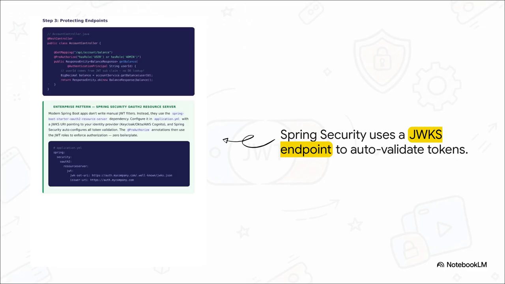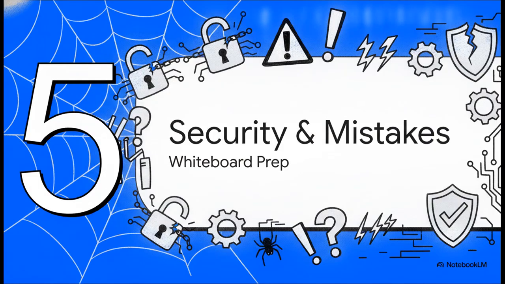You just drop a pre-authorized annotation on your controller, check for the admin role, and Spring handles the whole shebang. It's clean, declarative, and entirely enterprise-ready. Moving on to Section 5, Security and Common Mistakes. Let's do some whiteboard interview prep.